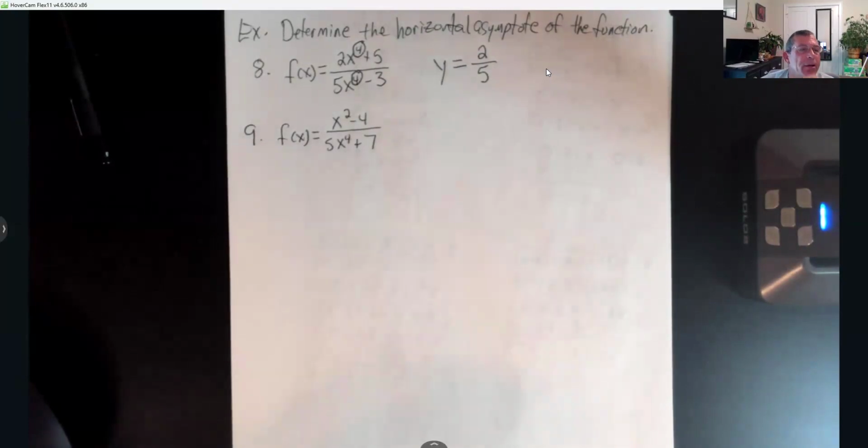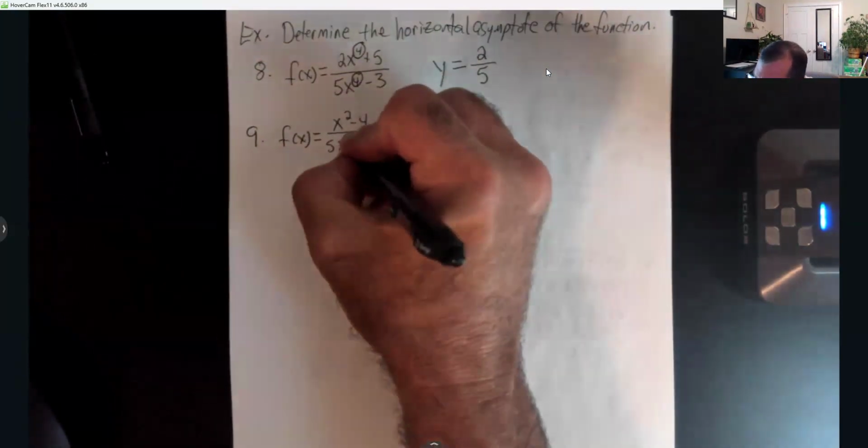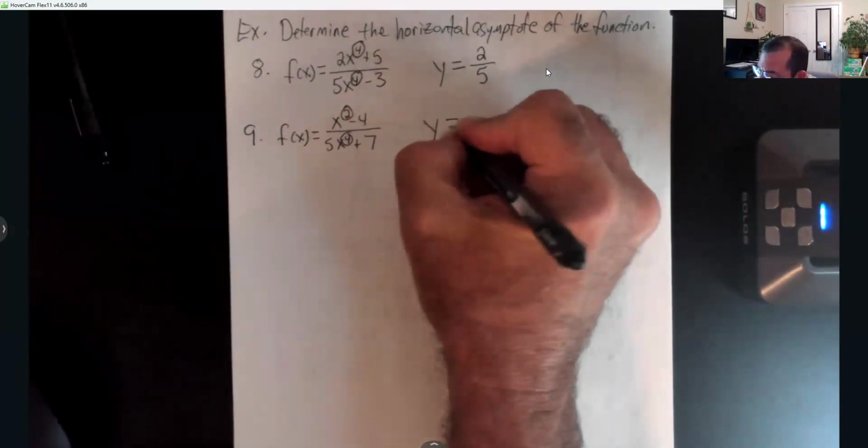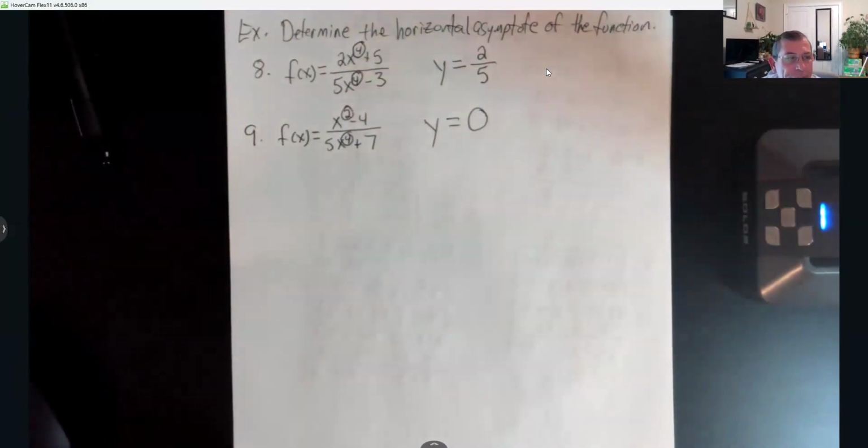The bottom is greater. Bottom is greater. Okay, Macy and Eva, y equals 0. Perfect. Y'all, 4 is greater than 2. So since the bottom's greater, it automatically became y equals 0. Good job.